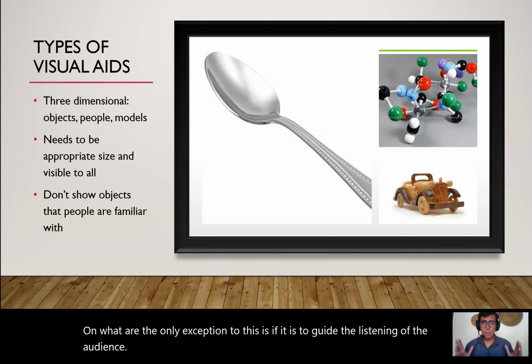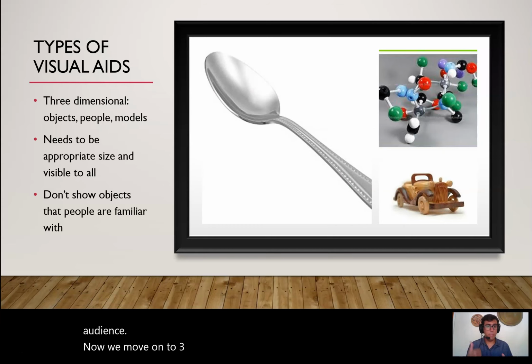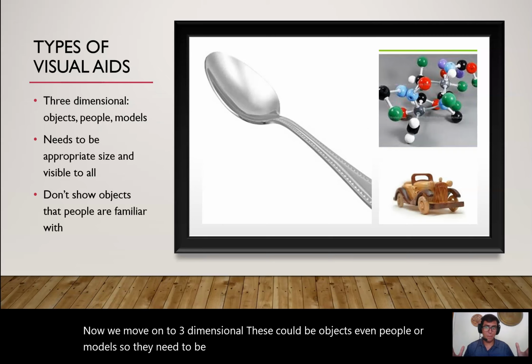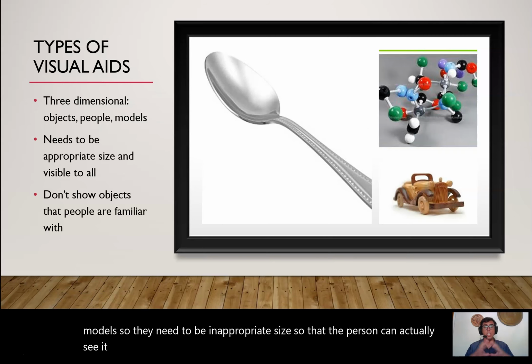Now we move on to three-dimensional objects. These could be objects, even people, or models. So they need to be an appropriate size so that the person can actually see it, and also visible to everyone when needed.